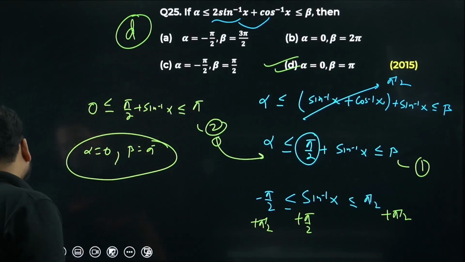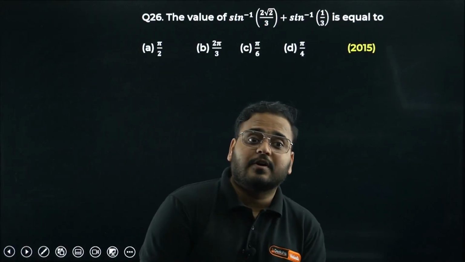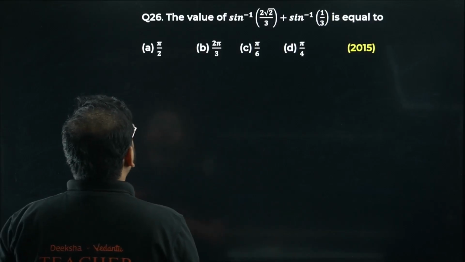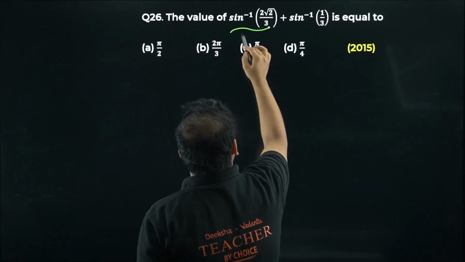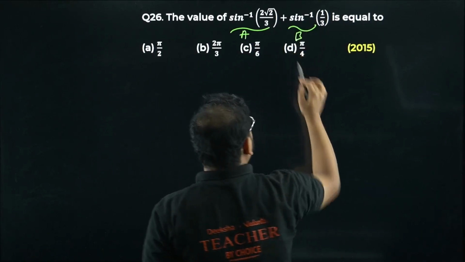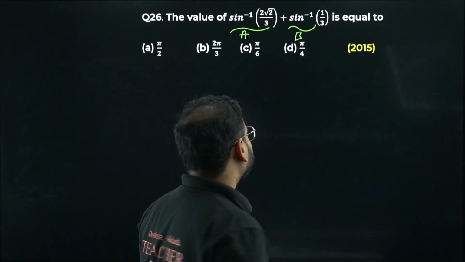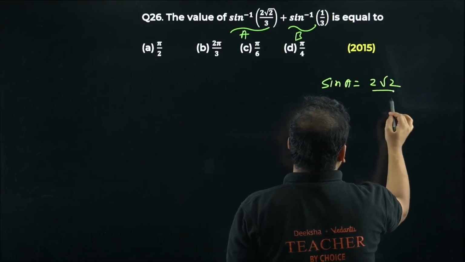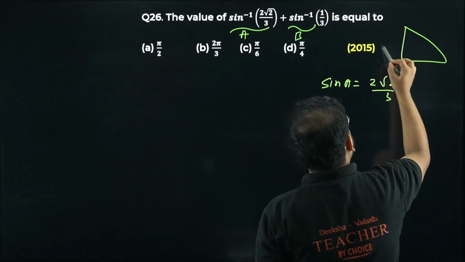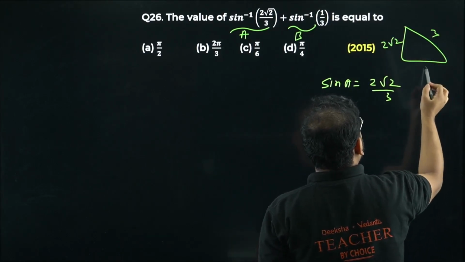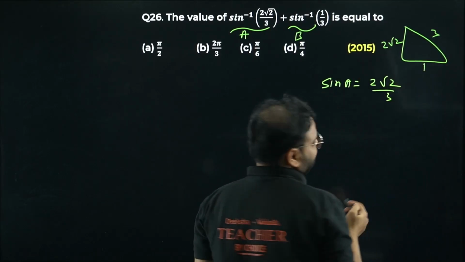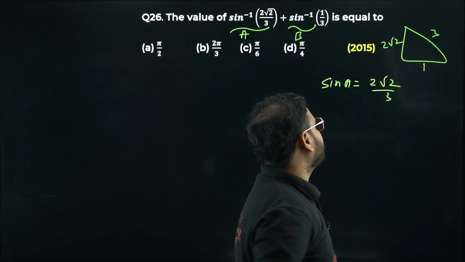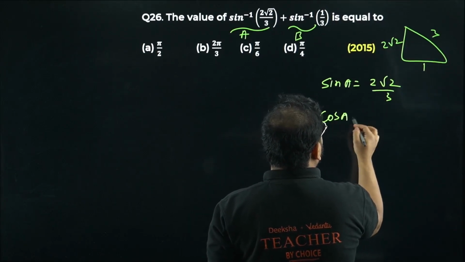Question number 26 now. The value of sine inverse of 2 root 2 by 3 plus sine inverse of 1 by 3 is equal to what? Let's solve this. I'm going to take the first as angle A and this as angle B. From here I get sine A equals 2 root 2 by 3. Right angle triangle: this is 2 root 2, this is 3. So the other side is 9 minus 8, since 3 squared is 9 and 2 root 2 squared is 8. 9 minus 8 is 1. It means cos of A will become 1 by 3.